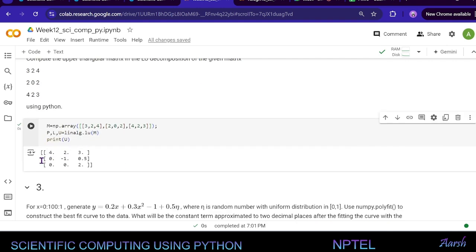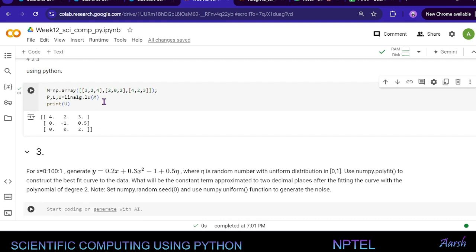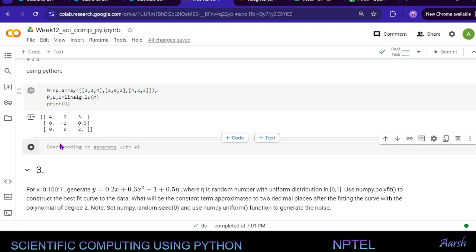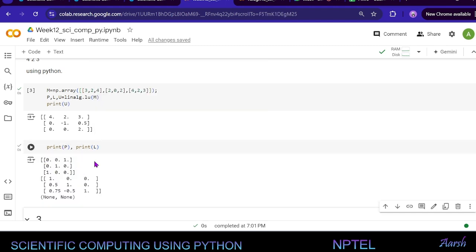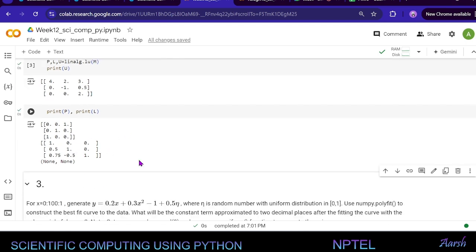That gives 4, 2, 3, 0, minus 1.5, 0, 0, 2. It is an upper triangular matrix, right? Because the diagonals are non-zero, but everything below it is 0. In fact, we can print P and L also. So P is this permutation matrix. So every row and every column has exactly one 1, and L is lower triangular. So diagonal entries are 1, and everything above that is 0. Okay.